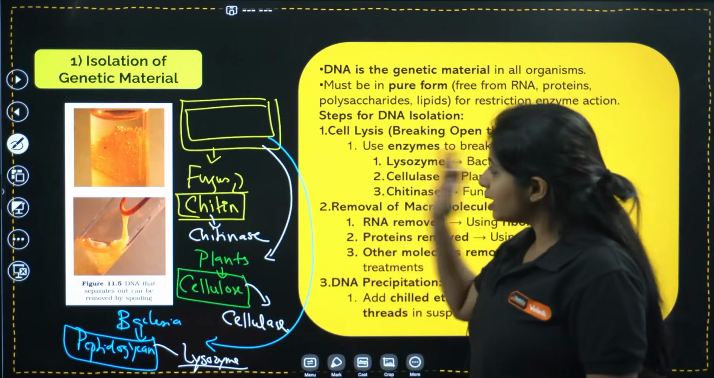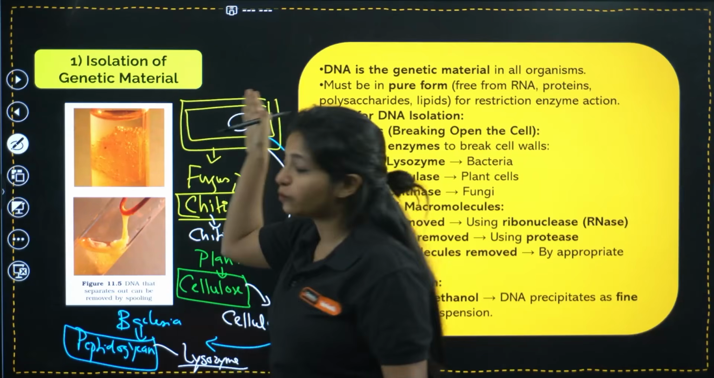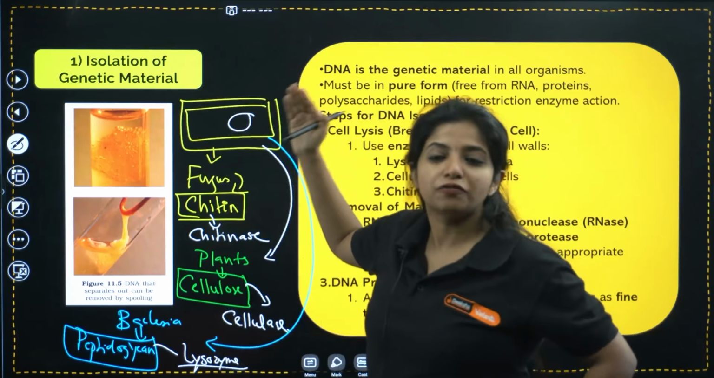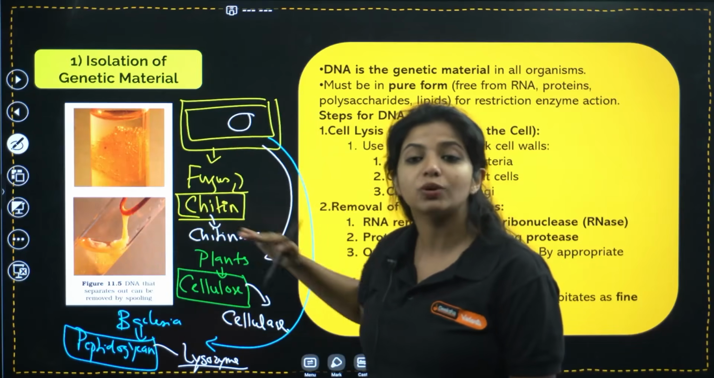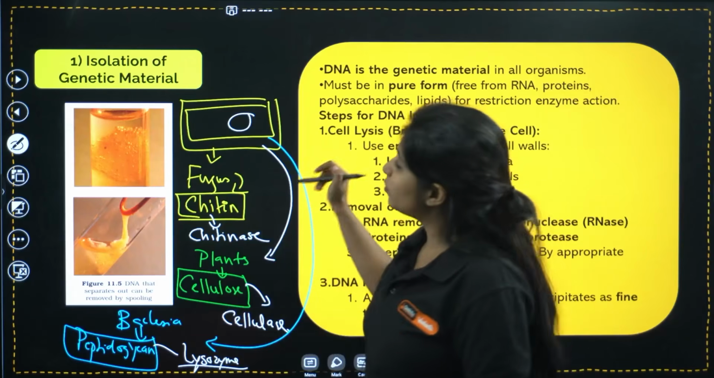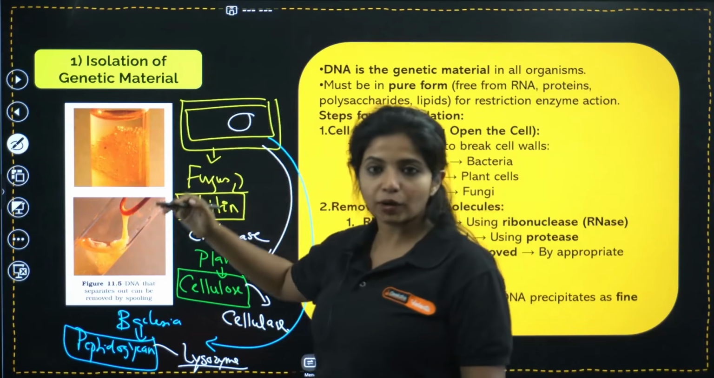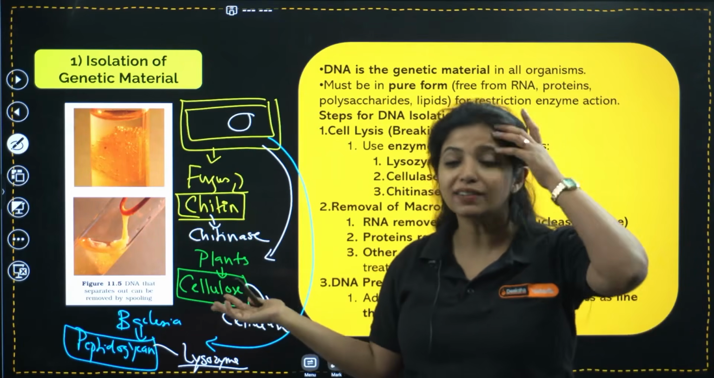So first, we have to get inside the nucleus, but before that, if there is a cell wall, we need to break it open. In fungus you need chitinase, in plants you need cellulase, in bacteria you need lysozyme. Please know this is super important. Once you come inside the cell, from this point onwards it becomes common for animal cells also. Until now animals were not included because animals do not have a cell wall.